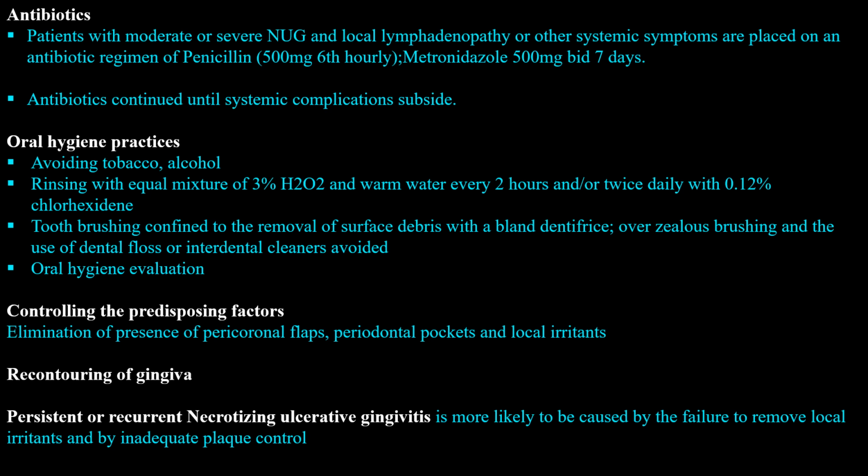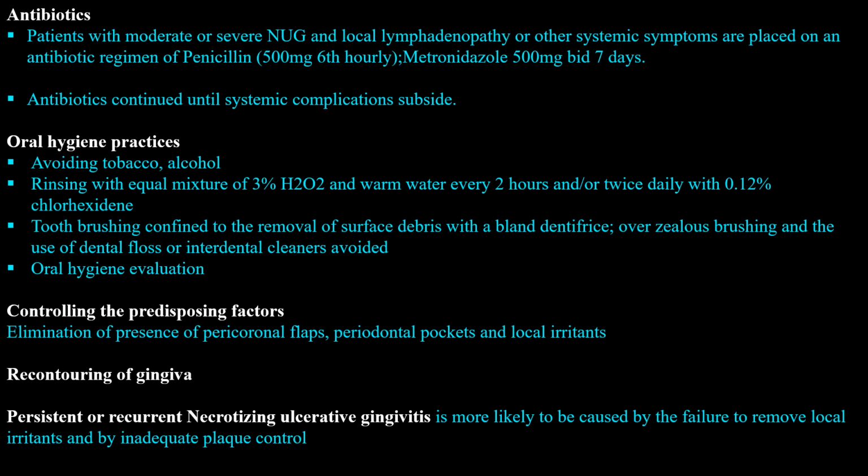There is a certain amount of instructions that need to be given to the patients, like avoiding tobacco, alcohol, rinsing the mouth with an equal mixture of 3% hydrogen peroxide and warm water every 2 hours, or rinsing with 0.12% chlorhexidine. Toothbrushing needs to be done carefully, which has to be confined only to the removal of surface debris with a bland dentifrice. Overzealous brushing or use of dental floss or use of dental cleaners needs to be avoided. Oral hygiene reevaluation has to be done periodically.